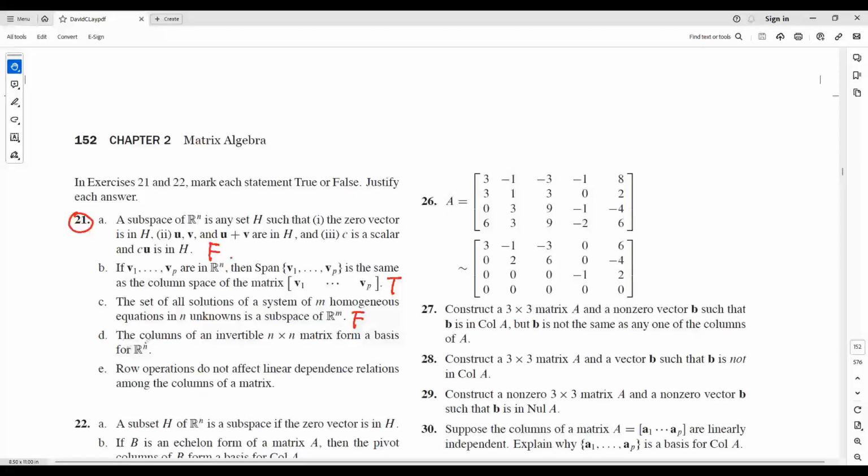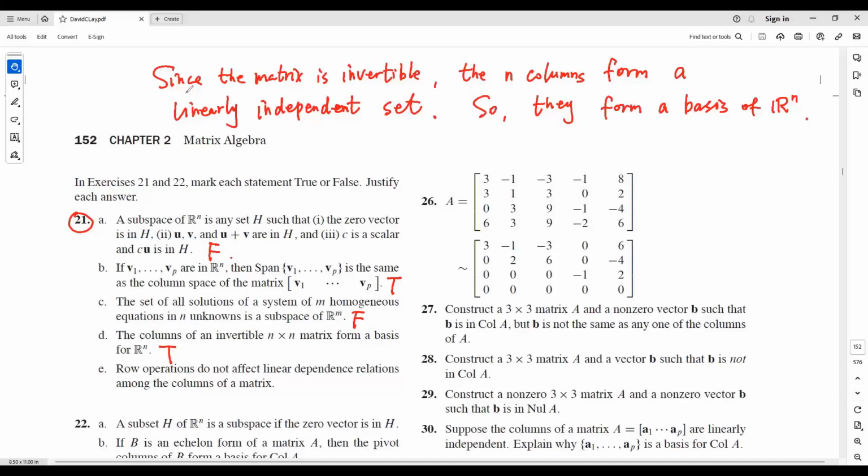D. The columns of an invertible n times n matrix form a basis for Rn. True. Since the matrix is invertible, the n columns form a linearly independent set. So the n columns form a basis of Rn.